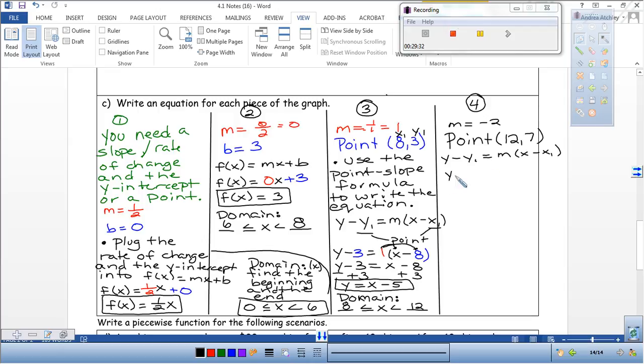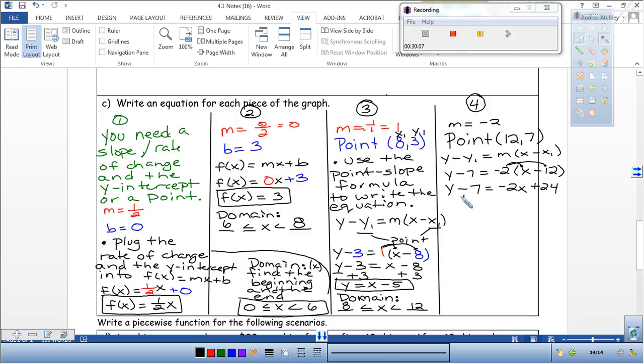That's going to give me y minus 7 equals -2. This is it, the only place I can plug in the -2 for the slope. Substitute the m with -2. And that gives me x minus 12. Then you have to distribute the -2. And get y minus 7 equals -2x. A negative times a negative is a positive 24. Any questions over that?